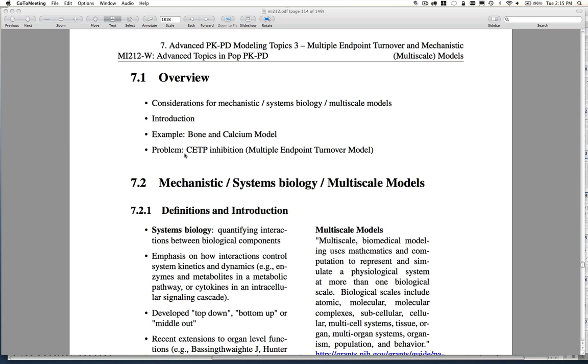And then we'll go into the problem for this week, where I've set up a hypothetical case of CETP inhibition, in which we'll pull together information from a lot of the past lectures, including some of the PK target-mediated drug disposition work, and tie that into multiple endpoints and multiple outcomes. This is where we get into the actual coding and data structure, etc., through the example given at the end of this lecture.